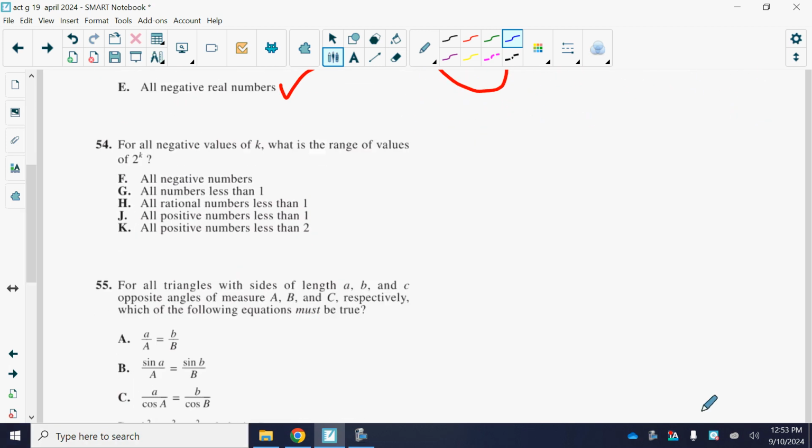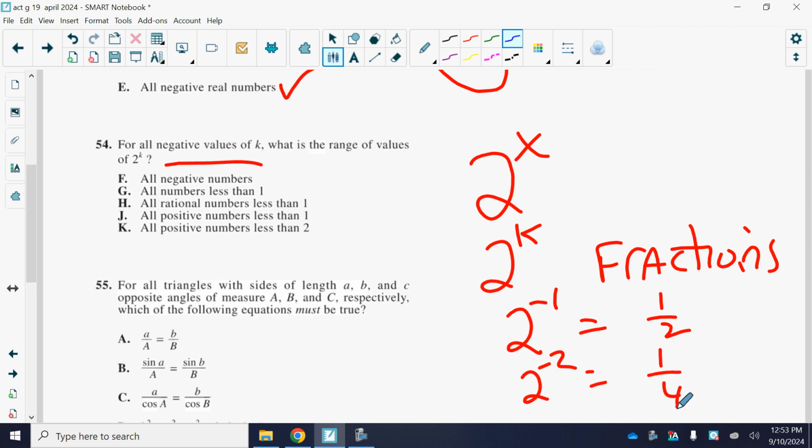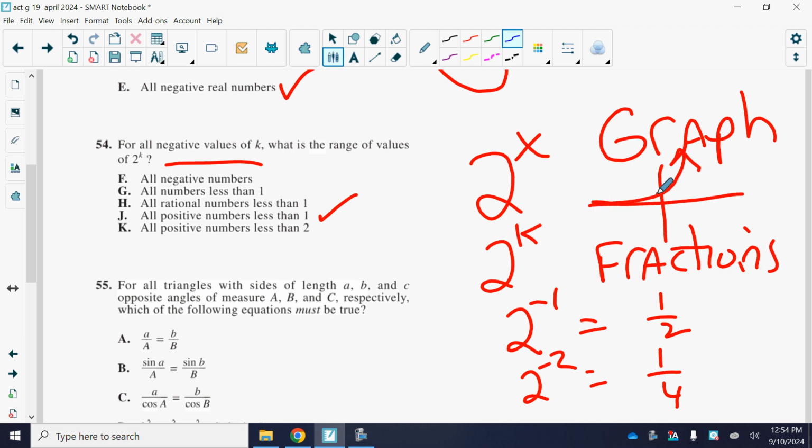All right, this is when you do 2 to a power, the k rather, and that number is a negative, it becomes fractions. Think about it. 2 to the negative 1 is 1/2. 2 to the negative 2 is 1/4, and so forth and so on. So it's all positive less than 1. You could have also done that by graphing. You could have hit y equals 2 to the x. It'll look like that. All the answers are the y values on the right that I just circled, less than 1.